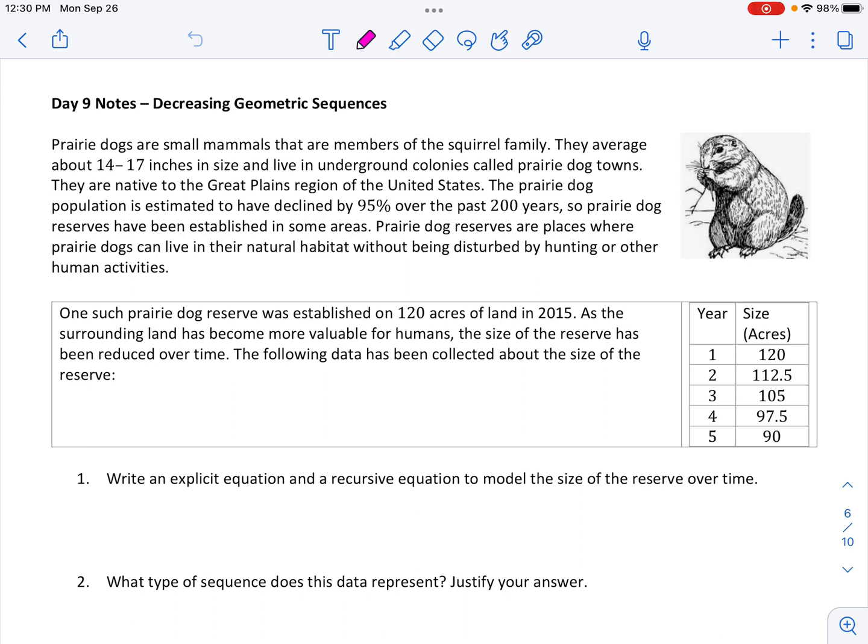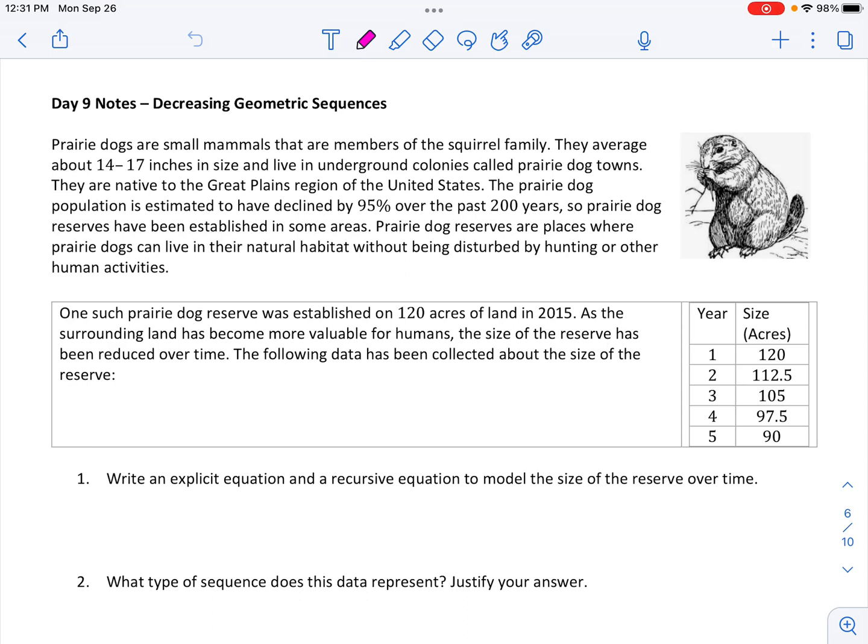Prairie dogs are small mammals that are members of the squirrel family. The average size is about 14 to 17 inches, and they live in underground colonies called prairie dog towns. They are native to the Great Plains region of the United States. The prairie dog population is estimated to have declined 95% over the past 200 years, so prairie dog reserves have been established in some areas.